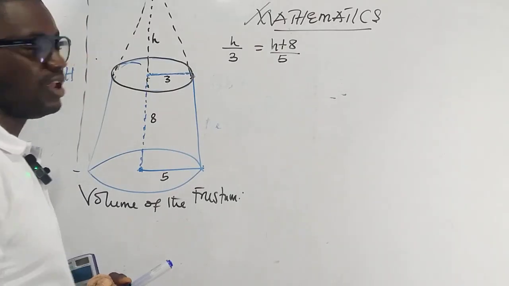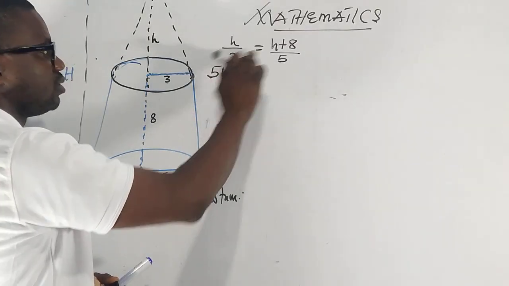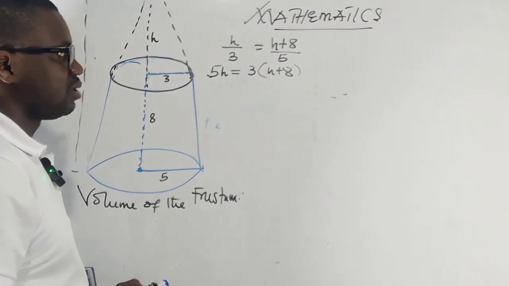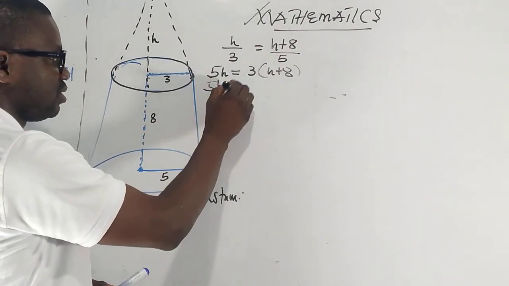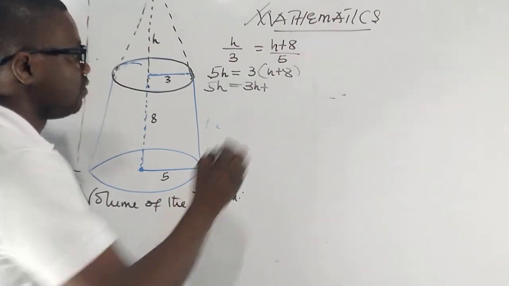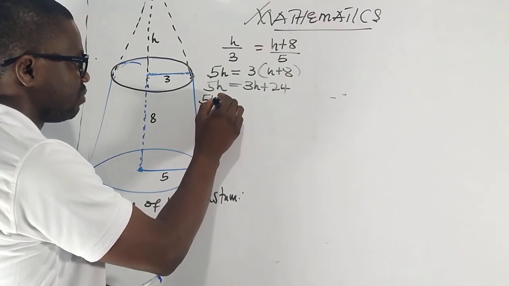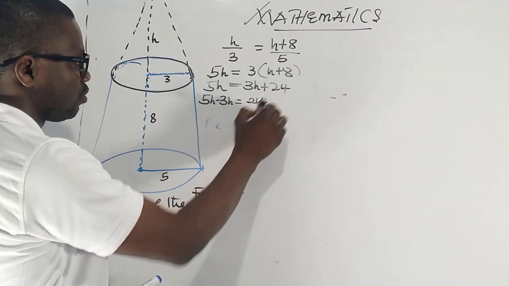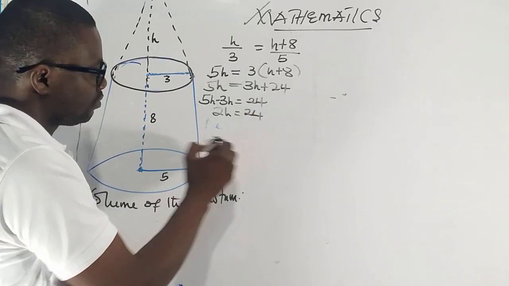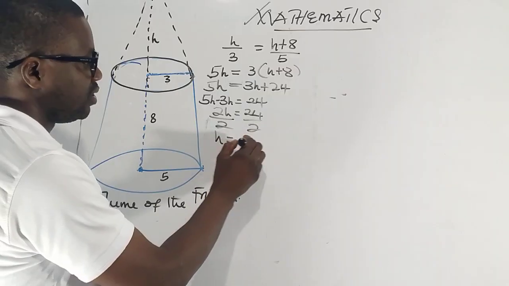Now we can make h the subject by cross multiplication. So we have 5h is equal to 3 times h plus 8. Now let's expand. We have 5h is equal to 3h plus 8 times 3, which gives 24. Making h the subject, we have 5h minus 3h is equal to 24. So we have 2h is equal to 24, and dividing both sides by 2, we have h equal to 12.